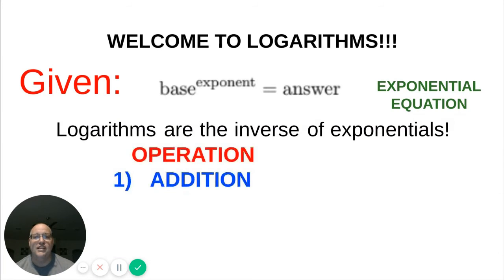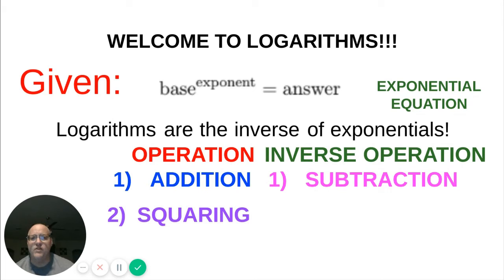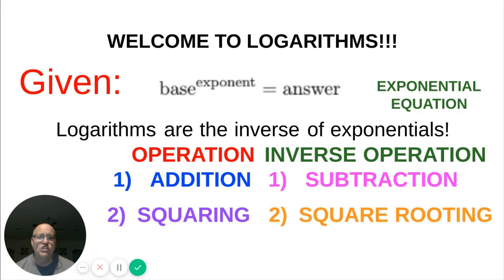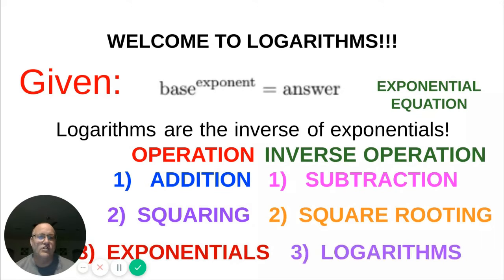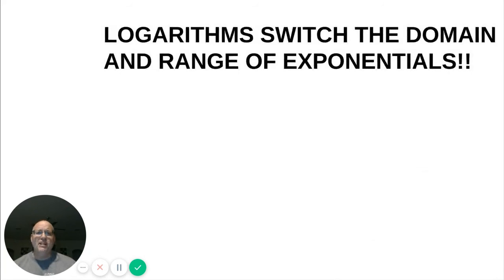So what that looks like is this: if you have an operation of addition, of course, you know the inverse operation for that is subtraction. If you have the operation of squaring something, the inverse of that is square rooting. Well, for exponentials, the inverse operation is logarithms. And of course, you can run that vice versa. Okay, and coming up on the next slide or two, we're going to talk about how we solve an exponential equation. But let's talk a little bit about what the logarithms do.